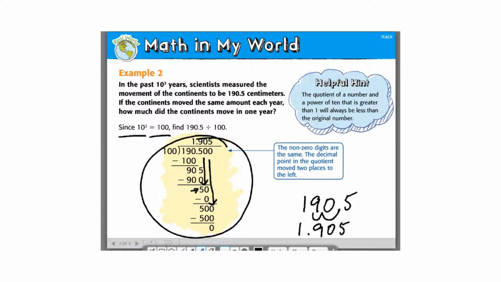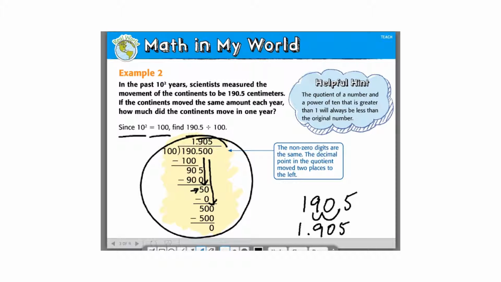The quotient of a number and a power of 10 that's greater than 1 will always be less than the original number. Did you hear that? No? Let me read it again. The quotient of a number and a power of 10 that's greater than 1 will always be less than the original number. So this number here was 190 and 5/10. That's greater than 1, right? It's 190 on that side of the decimal point.